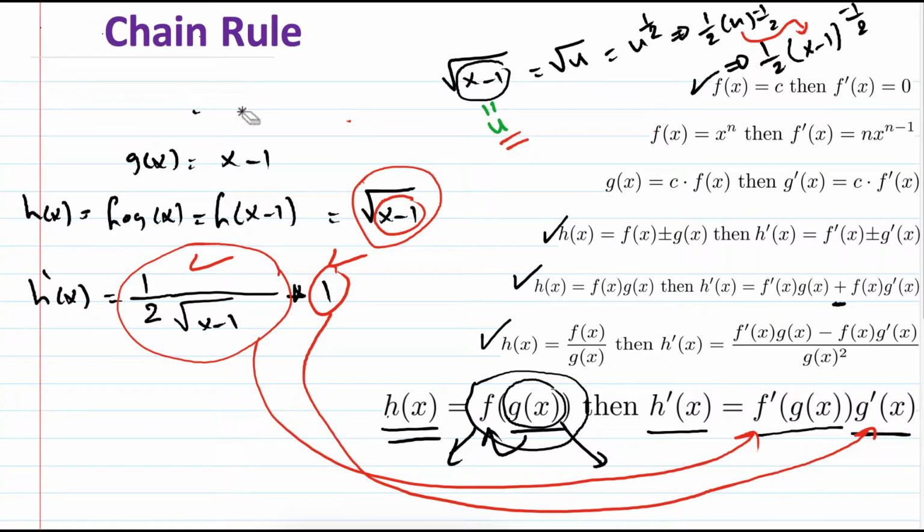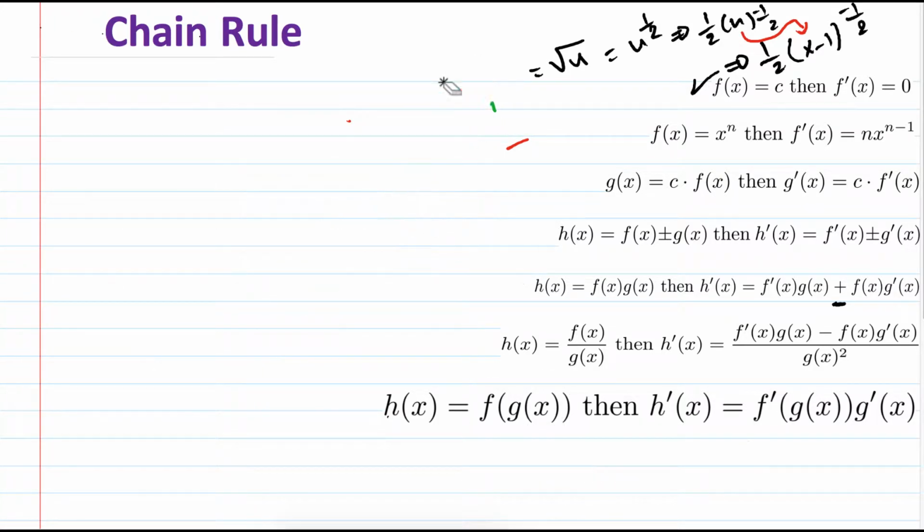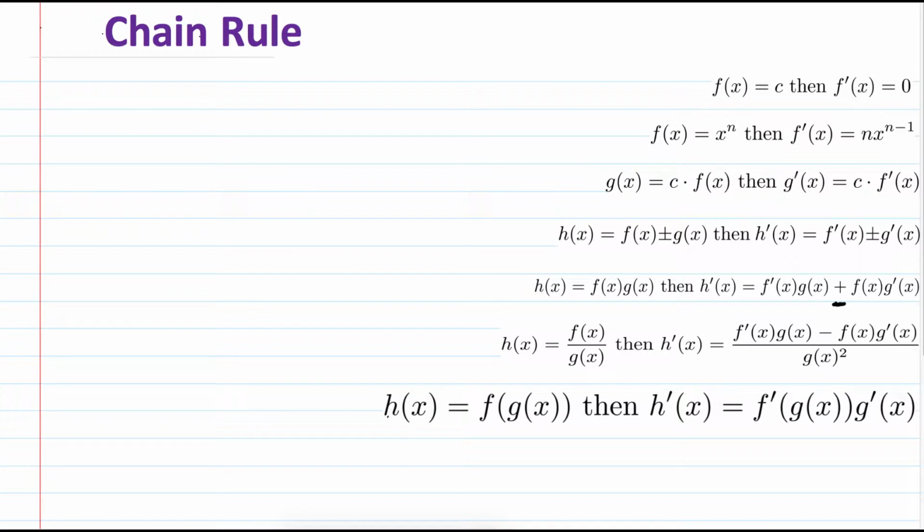Let me give you another example. Example 2. Suppose I have h of x equal to x minus 1 raised to a power of 2 over 3, and I want to find h prime of x. Well, I'm going to use the chain rule in order to find h prime of x. First of all, let's identify f of x and g of x. Let's identify the mom function and the baby function.